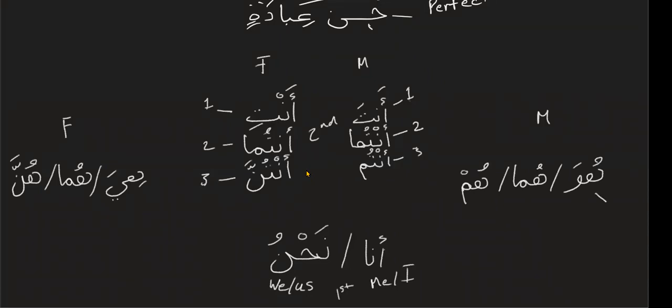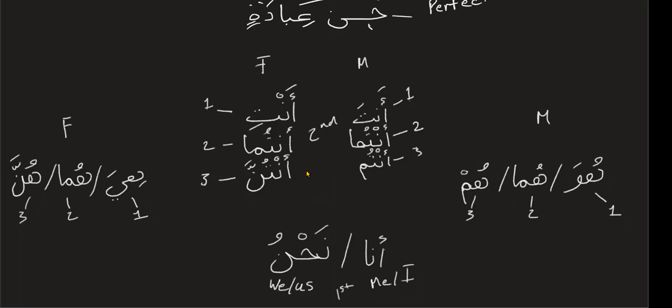So huwa is he, singular. Huma, dual again, two. Hum, plural, means they. So him, them two, and them. Hiya is her or she. Huma, them two, again. And hunna is feminine for them. So we have all of the dama'ir, the pronouns, the detached pronouns.